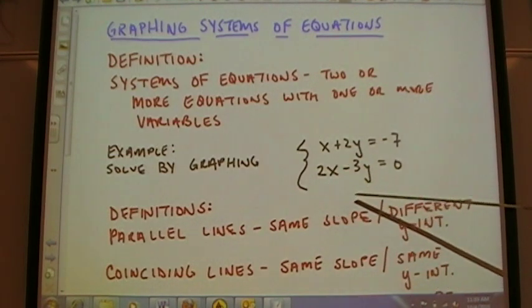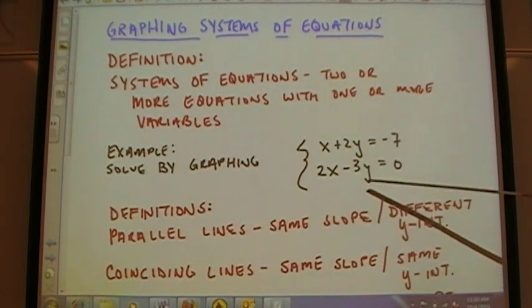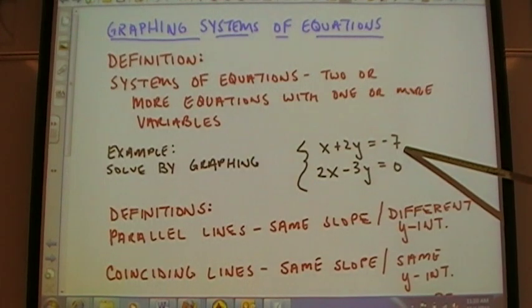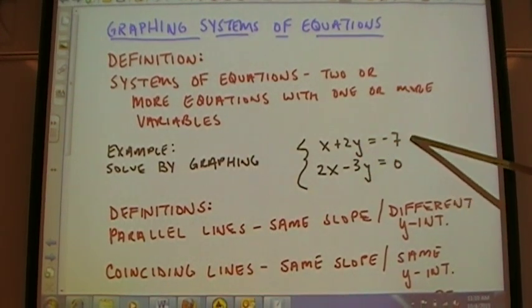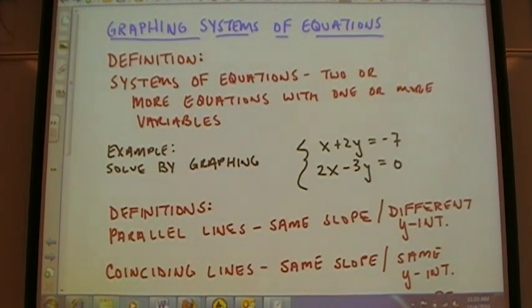What form do we want these in? What's the easiest form? Slope intercept, unless right here we're in standard. We could find the x and y intercepts, but they don't come out evenly. So let's go ahead and put them in slope intercept form.